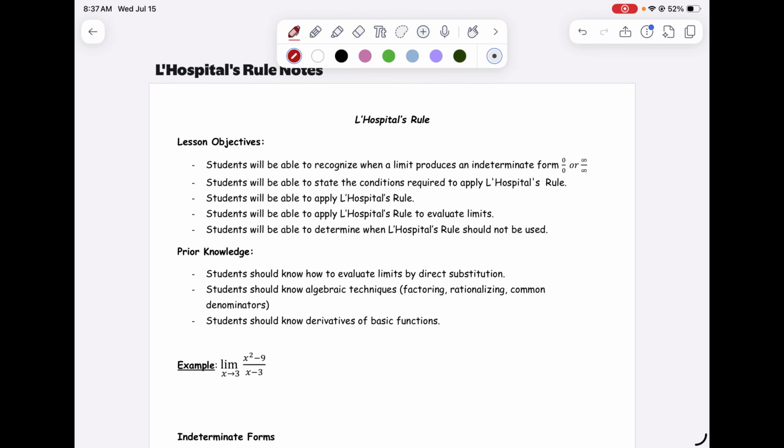Hi everyone, today we're going to learn about L'Hopital's rule. L'Hopital's rule is a technique that helps us evaluate certain limits when direct substitution doesn't immediately give us an answer.